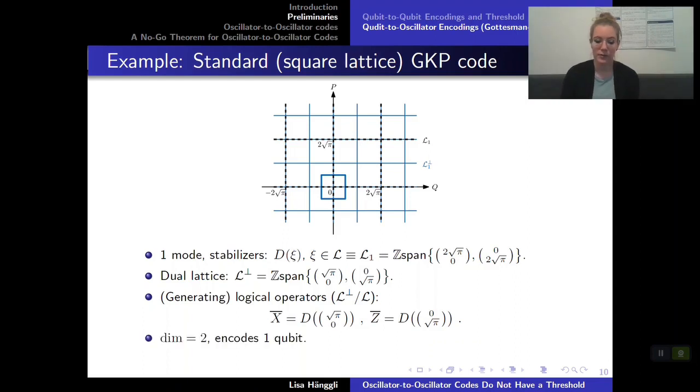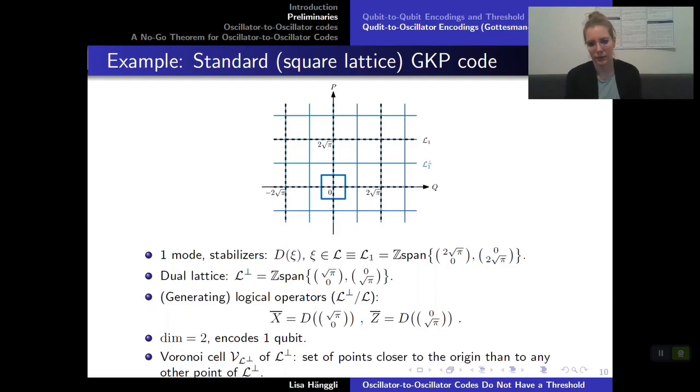Also, the dimension of this code is 2 because the unit cell of L1 has volume 4 pi and that of its dual has volume pi. So dividing them and taking the square root gives 2. And this in particular means that with this code we can encode 1 qubit into 1 mode. Also depicted in the picture is the Voronoi cell with blue edges of the dual lattice, which will be relevant for decoding and which is just the set of points closer to the origin than to any other point of the dual lattice.